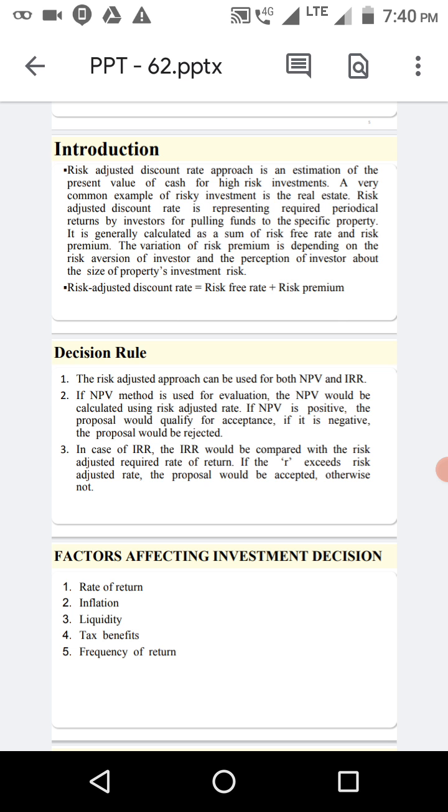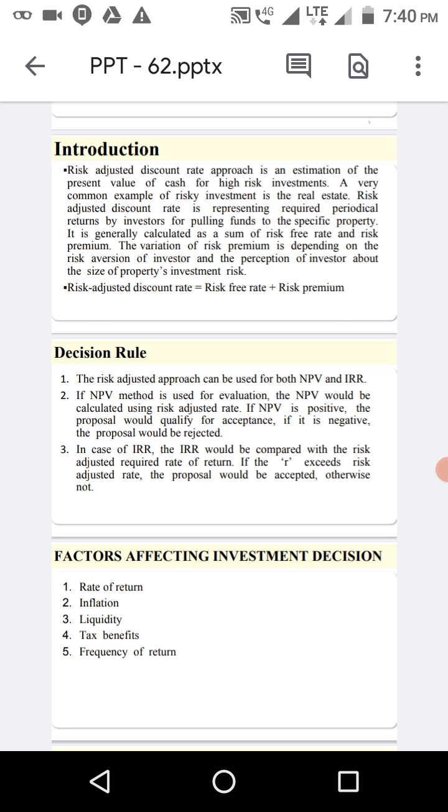Next, C. In case of IRR, the IRR would be compared with the risk adjusted required rate of return. If the IRR exceeds the risk adjusted rate, the proposal would be accepted, otherwise not.